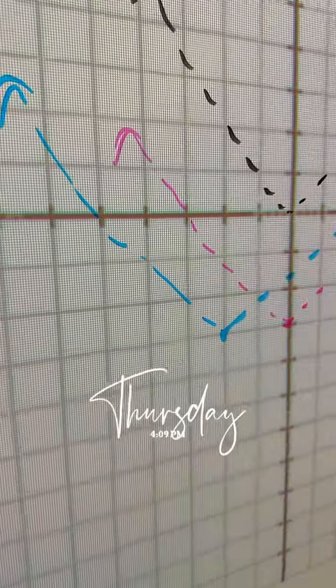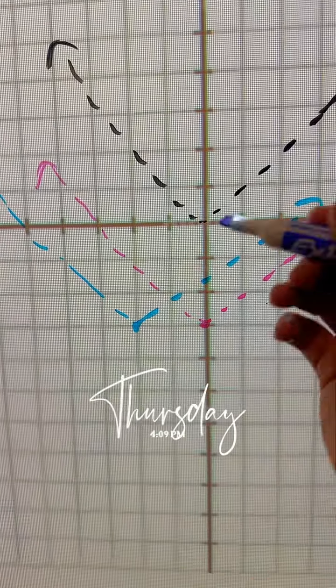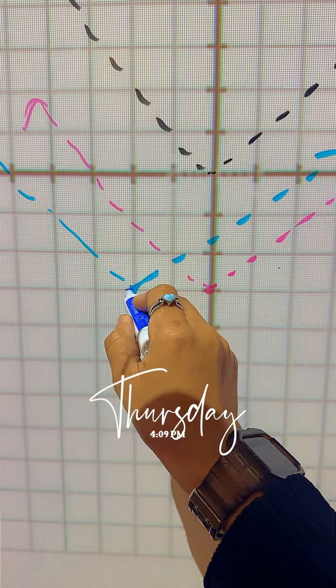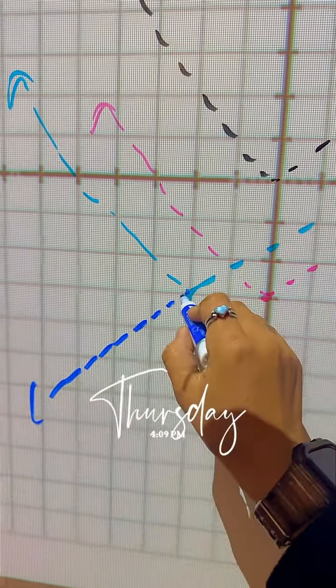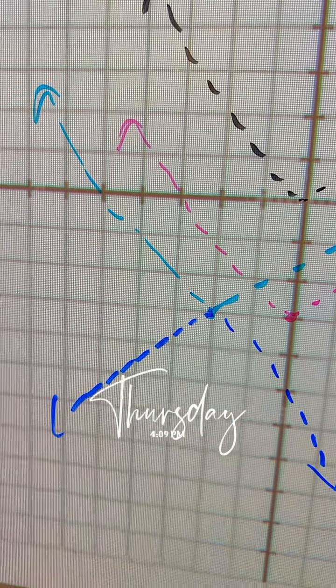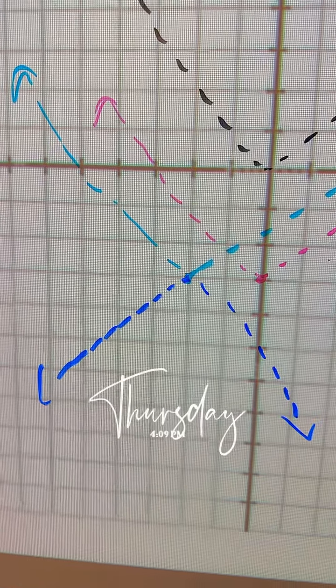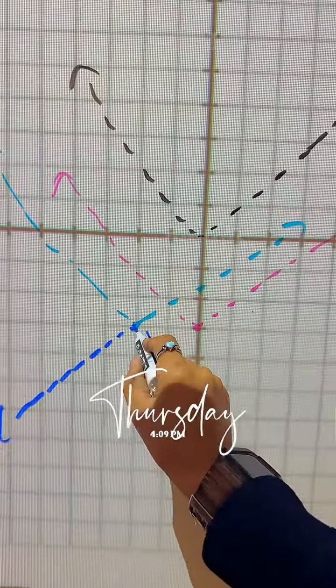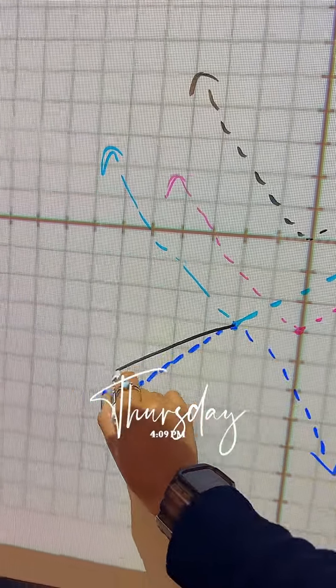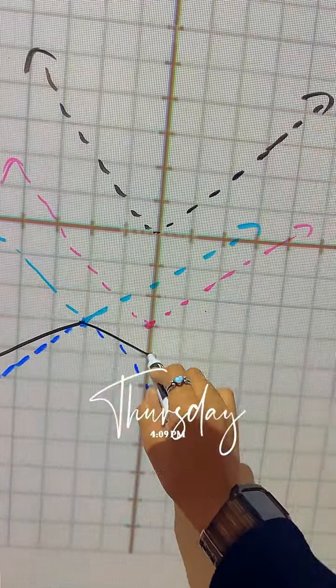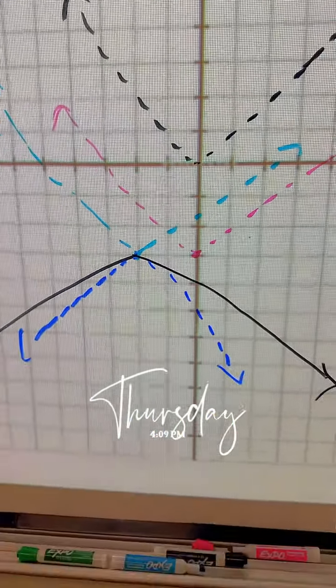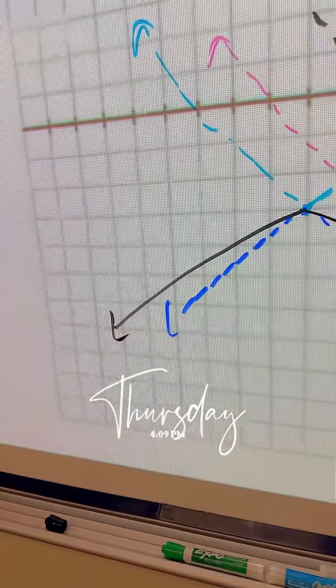And then it says I'm going to flip. So now it's going to look this way. Okay. Because it's negative. And then it says wide. So final one, we're going to make it wide. Okay. Something like that. And that is the absolute value function.